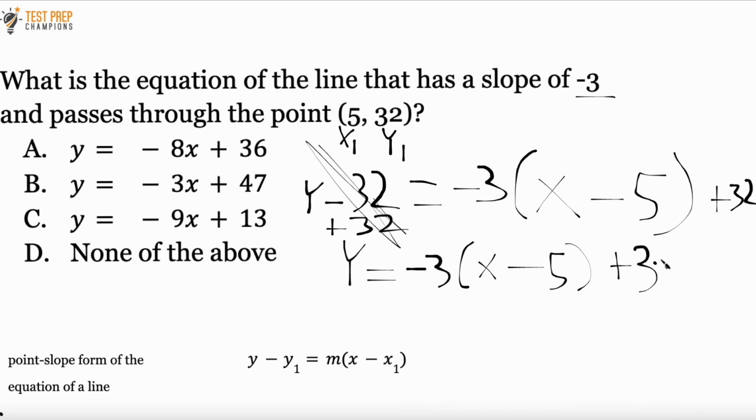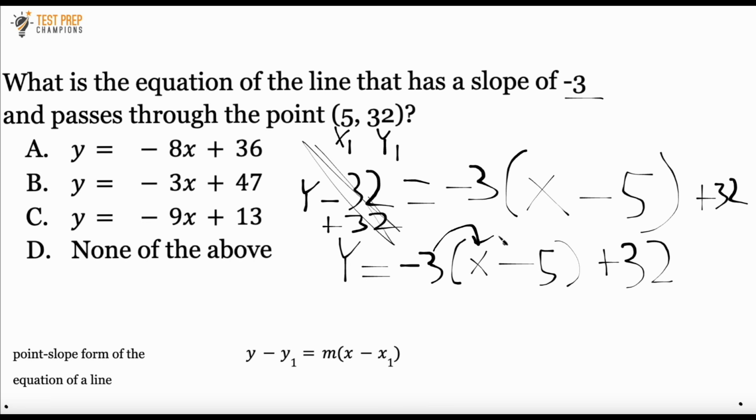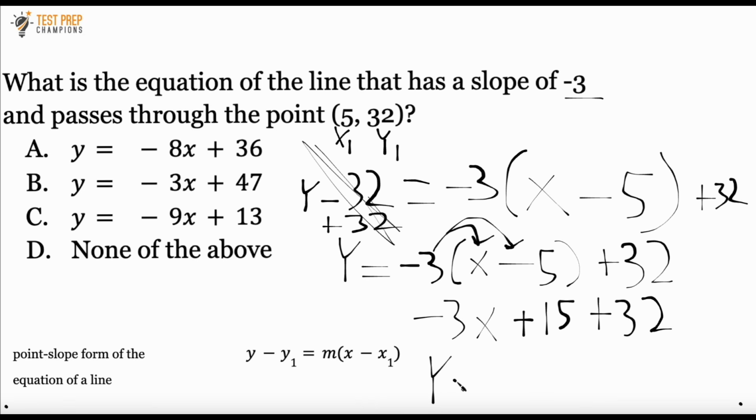So the next move I'm going to make here is to distribute the -3. So -3 times x gives me -3x, and -3 times minus 5 gives me plus 15, and I still have this plus 32. So what I'm going to do for my last step here is add 15 and 32. So when I rewrite this, I have y equals -3x plus 47, because 15 plus 32 is 47. So the correct answer here is B.